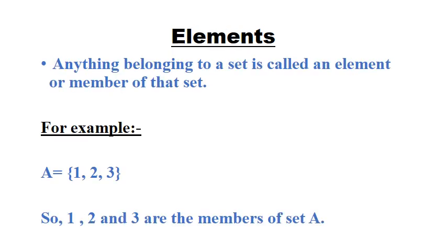Elements. Anything belonging to a set is called an element or member of that set. For example, A is equal to {1, 2, 3}. It means set A contains three elements that are 1, 2 and 3. So, 1, 2 and 3 are the members of set A.